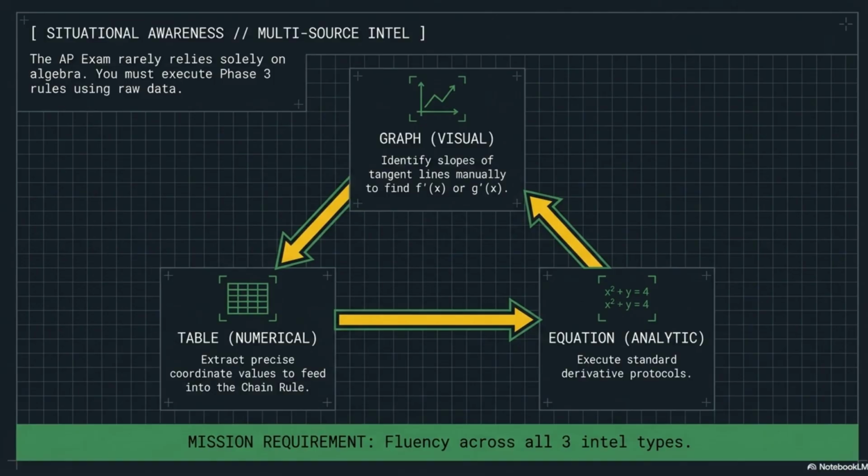Situational awareness requires multi-source intel. The AP exam rarely relies solely on clean algebra. You must be able to execute Phase 3 rules using raw data. This means extracting precise coordinate values from numerical tables, identifying tangent line slopes from visual graphs, and executing standard protocols on analytic equations. Fluency across all three is a strict mission requirement.